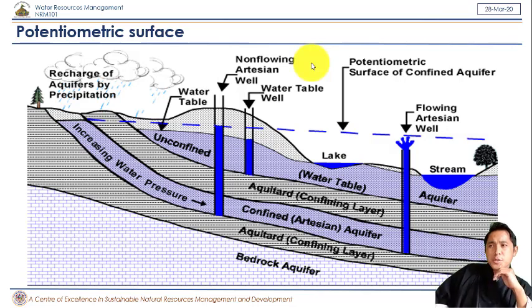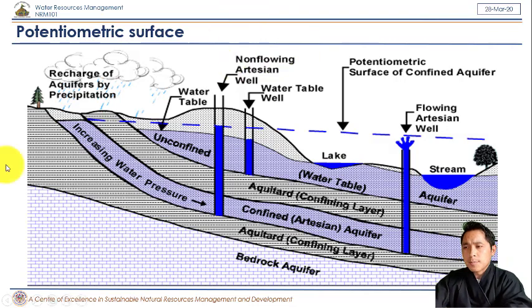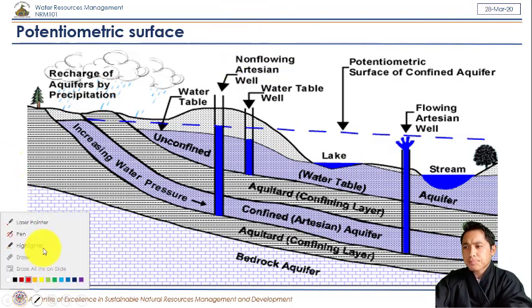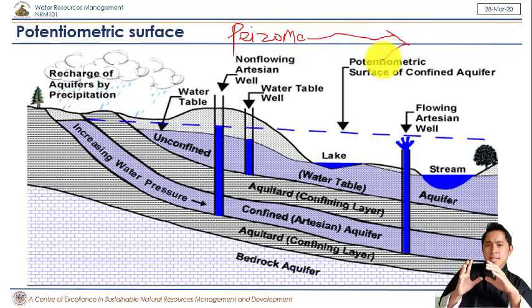Now we have the potentiometric surface. It's very important when we are learning about aquifers that we know something about the potentiometric surface, also known as the piezometric surface, spelled P-E-I-Z-O-metric surface.